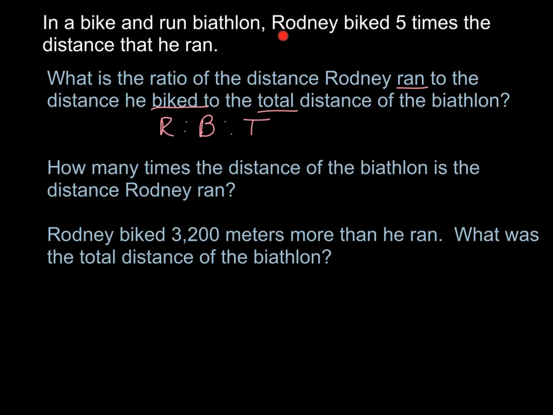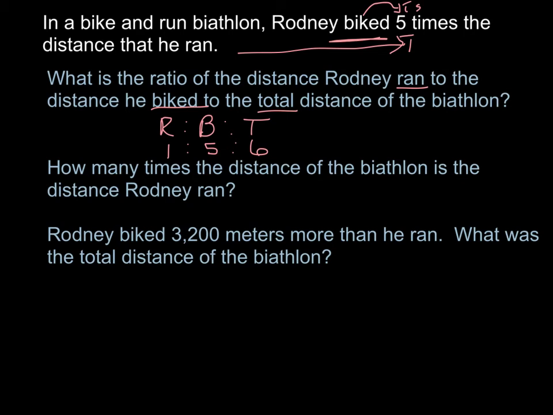But I could say the distance Rodney biked is, and my is could be right here, and that means biked is by itself. And remember that my 5 is like 5 over 1. So biked is 5 because it's further, and ran is 1. The ran wasn't quite as far. So ran is 1, bike is 5, and that total is 6. So 1 to 5 to 6 would be the run to bike to total.